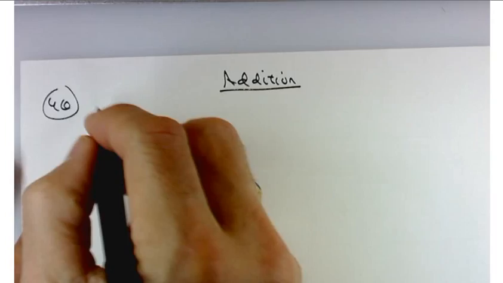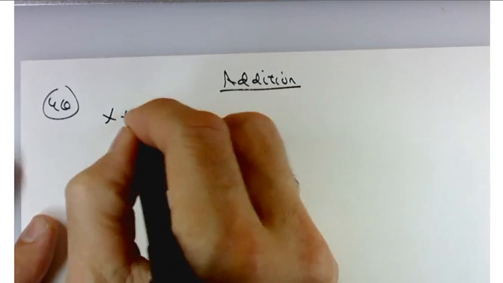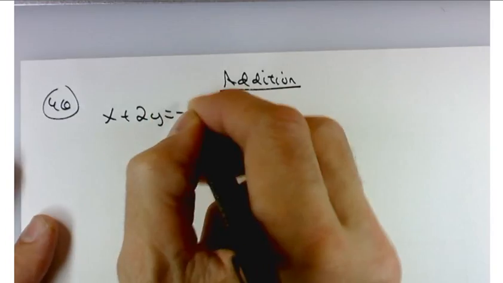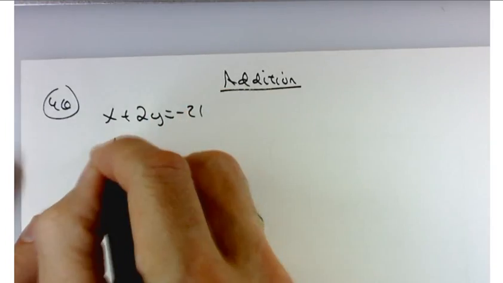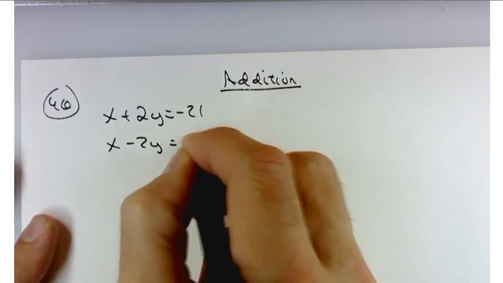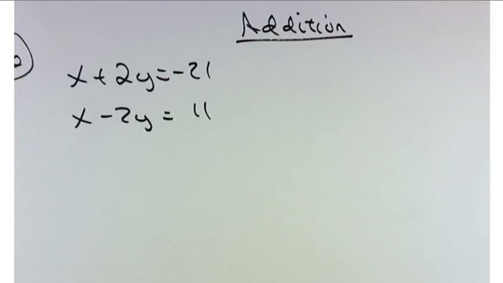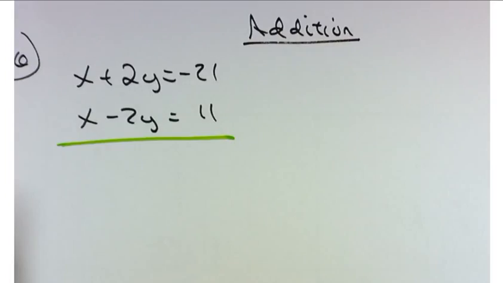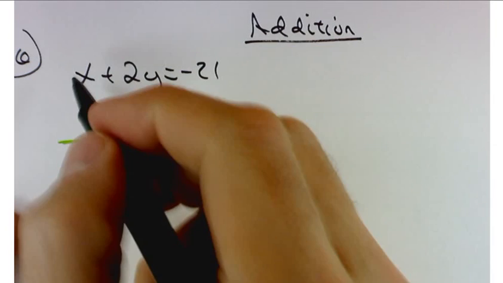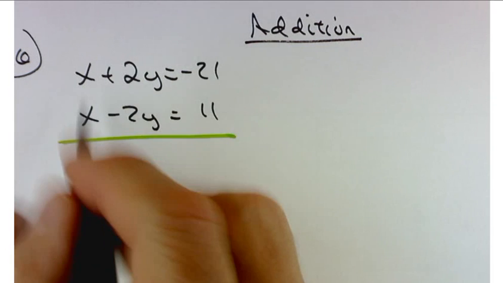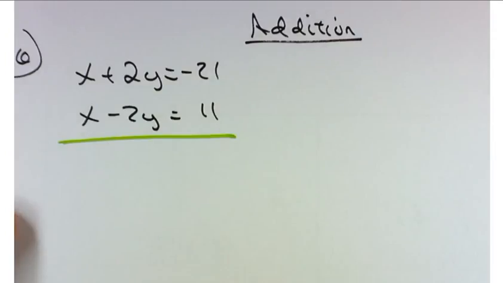In problem 46, the 2 equations are x plus 2y equals negative 21 and x minus 2y equals 11. The addition method is pretty nice. A lot of times I just use the addition method. The nice thing about this method is that it lives up to its name. We're going to add the 2 equations together. When I add these 2 equations together, Bailey, what would I get? These will cancel out, yeah, so that's nice.